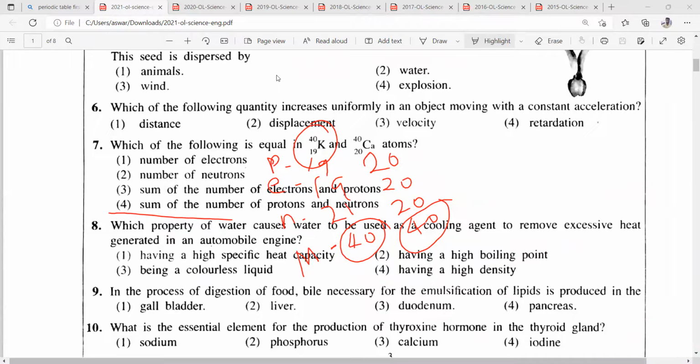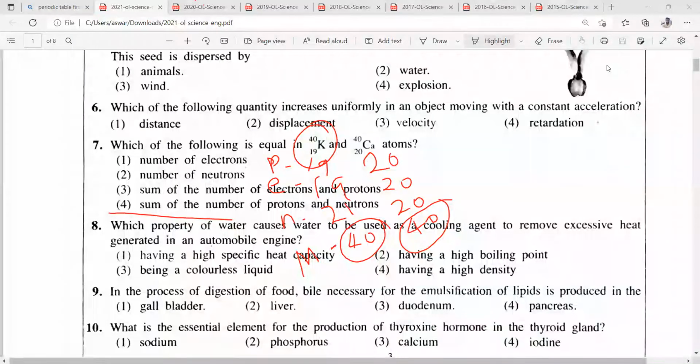Yes, sir. Right. Okay. Now we have finished. Hafsa, are you clear? Did you understand? Right. Okay. Very good. Now we shall move to 2020.